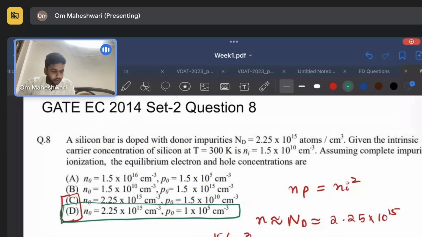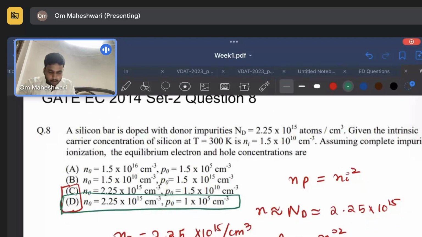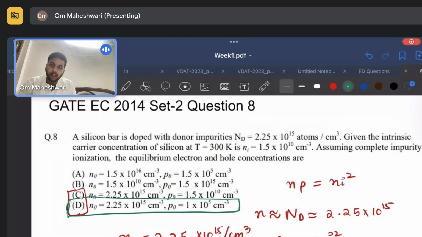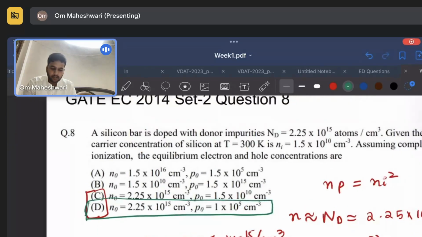So this is a very scoring part, and I think just in 1 hour you can now solve any question related to this topic at least, and easily score 1 or 2 marks. And I think in GATE 2023 last year, there were 3 questions in GATE from this part. So it is very scoring and easy. Okay, any doubts here?